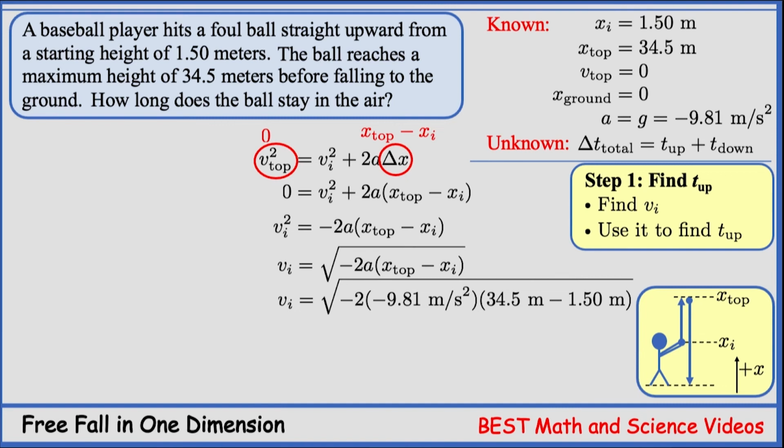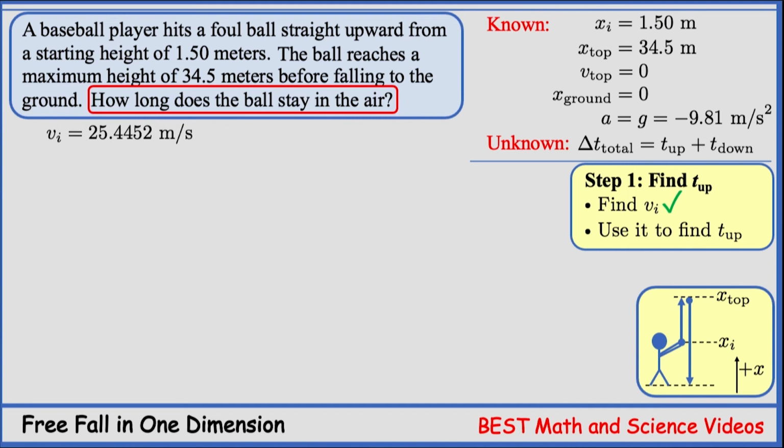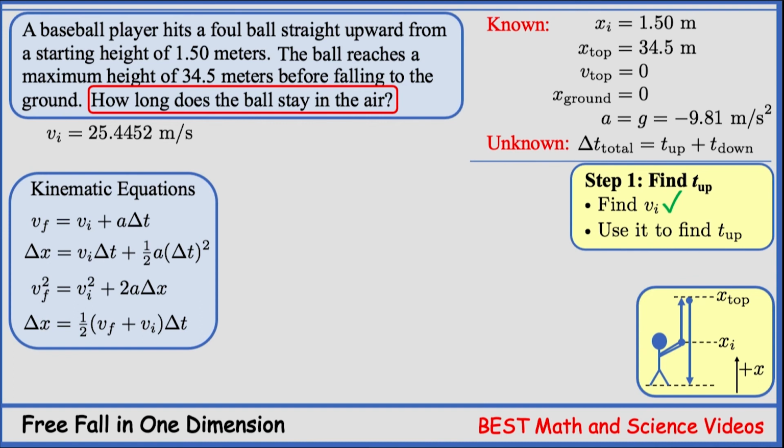Using a calculator and taking the square root, we get vi equals 25.4452 meters per second. Remember that this is an intermediate value. We won't round to the correct number of significant figures until the end. Okay, now that we know vi, let's use it to calculate t up, the time for the ball to rise to its maximum height. So which kinematic equation should we use?